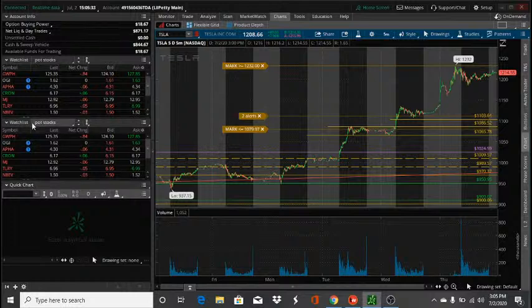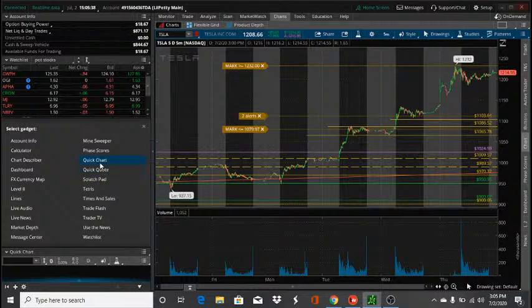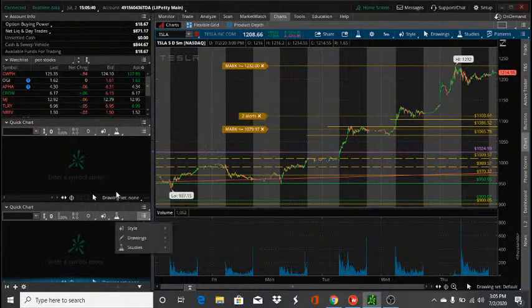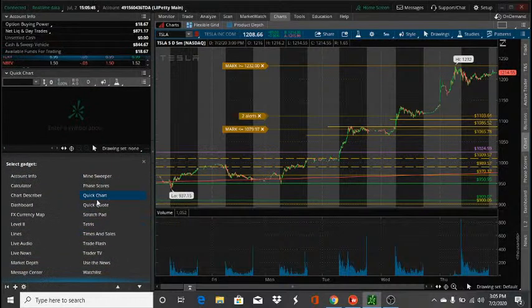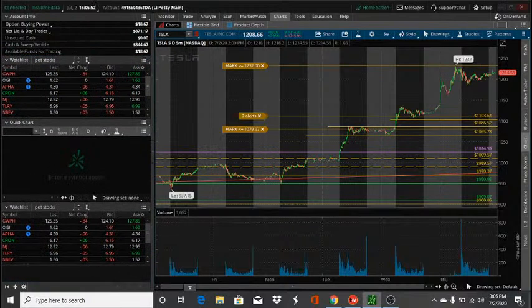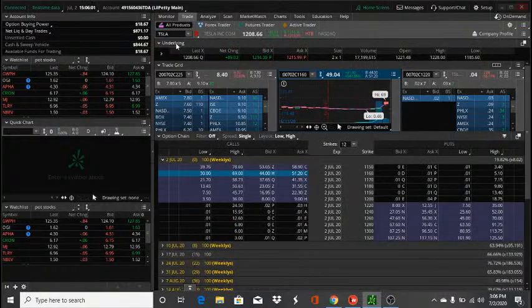So I'm actually going to switch this gadget to quick chart and switch this one to, where are we at? A watch list. Boom. Alright, so we're gonna set this up for the options. So first thing we're going to do, we're going to come into this trade and you're gonna go to all products. You're gonna open up this table grid.